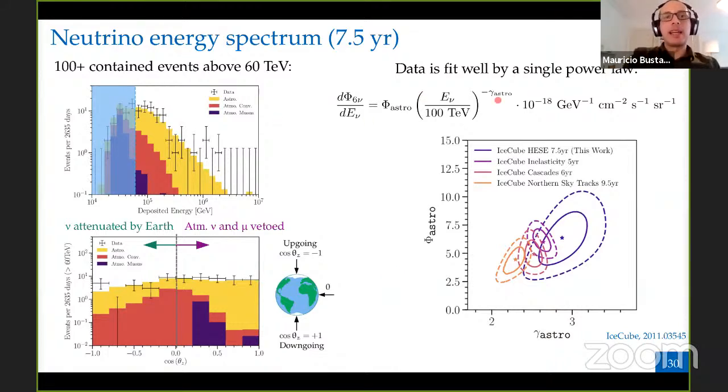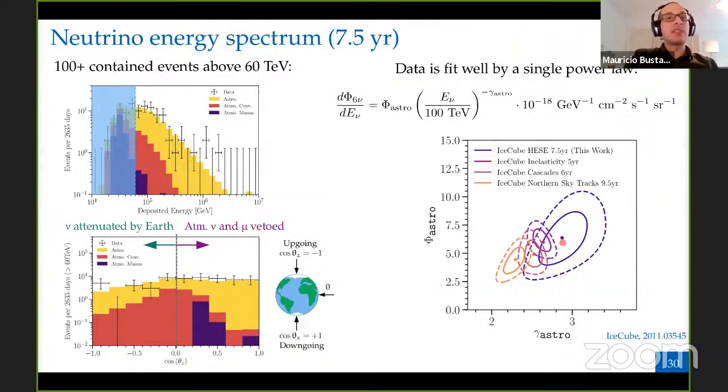So we can take this data and fit an energy spectrum. And it turns out that a good fit is a power law, as we were saying. It looks like this. The normalization is a free parameter. The spectral index is a free parameter. Conventionally, it is normalized at 100 TeV. And for this latest analysis, you should look at the blue curves over here. You see that the preferred value of the spectral index is about 2.9.